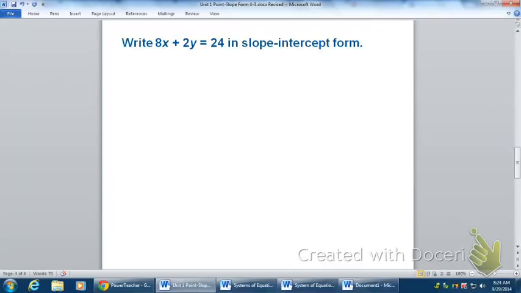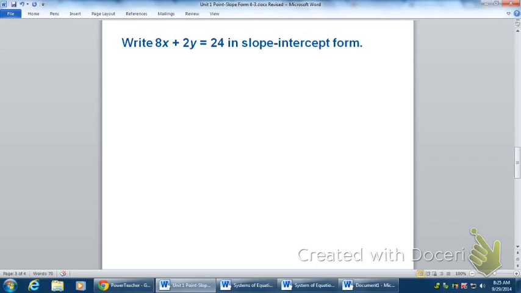So we need to get this in slope-intercept form. First of all, what form is it in right now? What's that one we just did? Standard form. Yes, it is in standard form right now. Okay? So slope-intercept form, we just solve for y. Get y by itself.